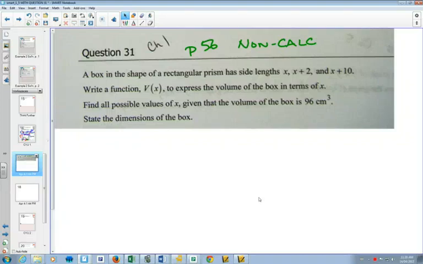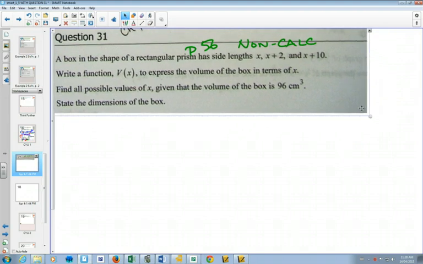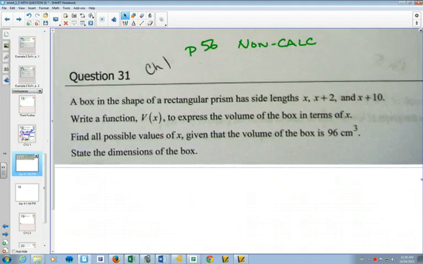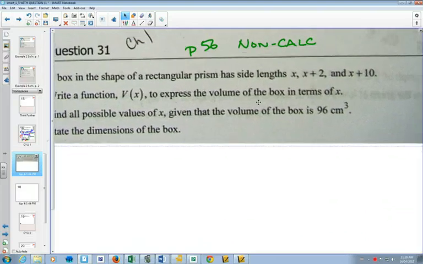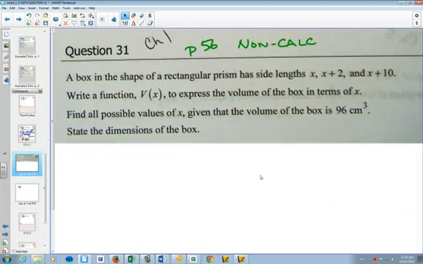So turn to page 56. Copy this example down. Can everybody see it? Can I make it a little bit bigger? Let's see what I can do for making it bigger. There we go.